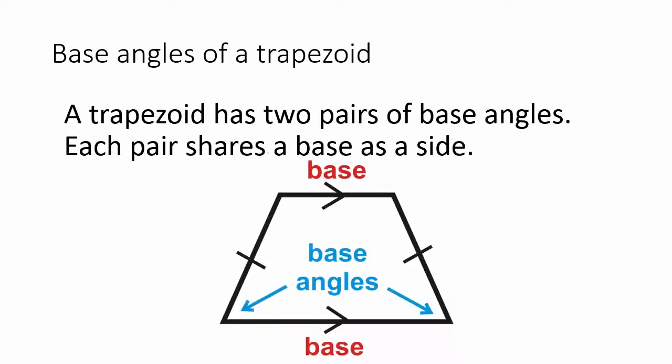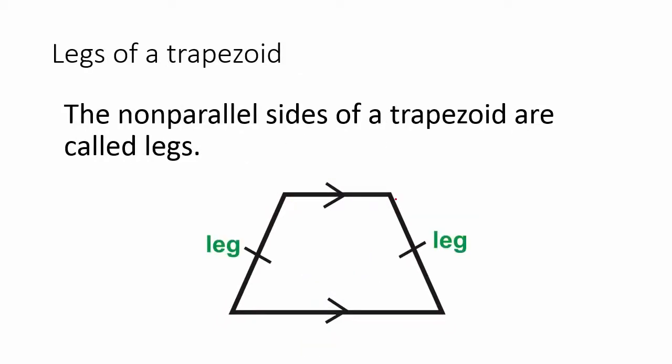Base angles of a trapezoid. A trapezoid has two pairs of base angles. Each pair shares a base as a side. So in this trapezoid over here we have a base angle of this and this. We also have base angles up on the top over here. Legs of a trapezoid. The non-parallel sides of a trapezoid are called legs. The sides over here that are not the bases of the trapezoid are considered legs.